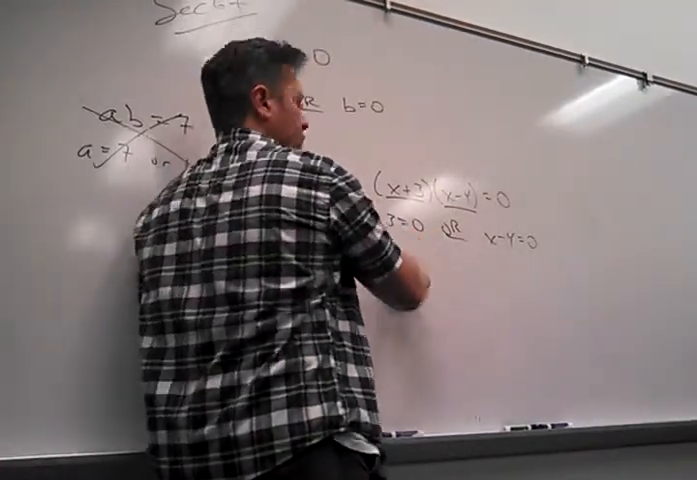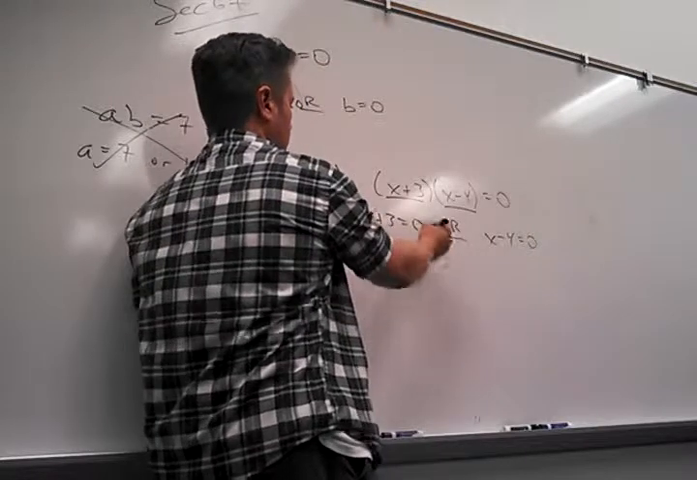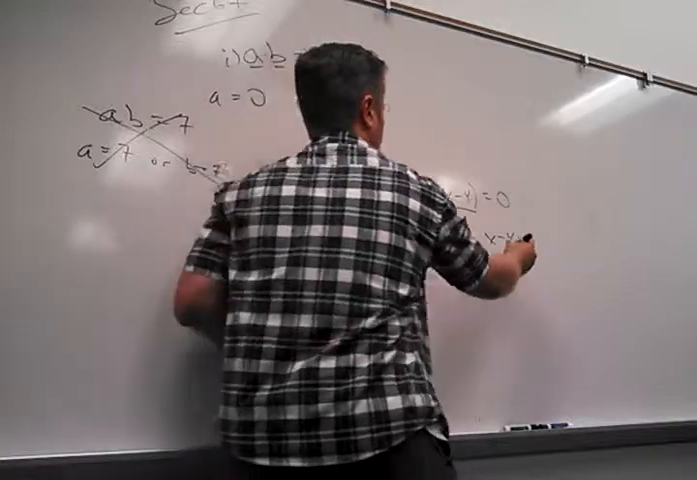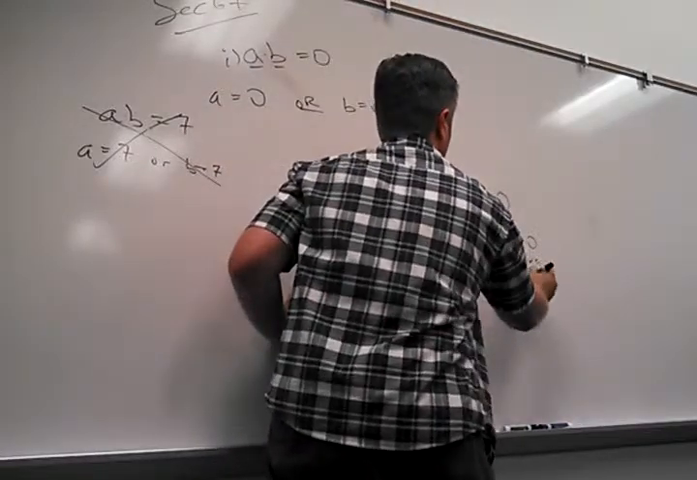And then you solve each of these. So how do you solve this? Subtract 3, x is negative 3. Add 4, x is 4.